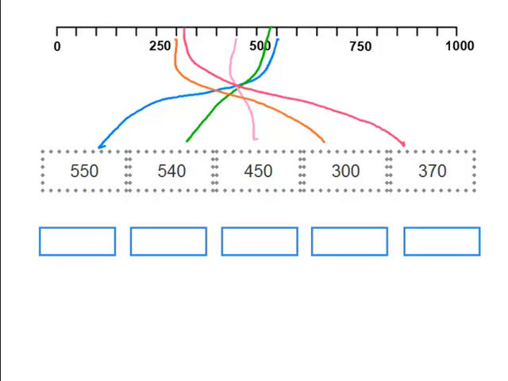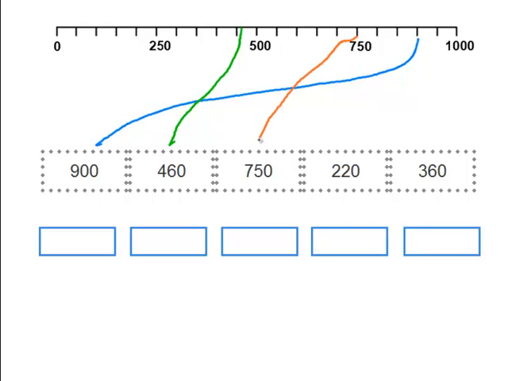So the smallest number we have is with the orange line that leads to 300. So 300 is the smallest. The next number would be following the pink line for 370. The next number would be with the light pink line that follows to 450. Next to that, 540. And finally, our biggest number is 550.